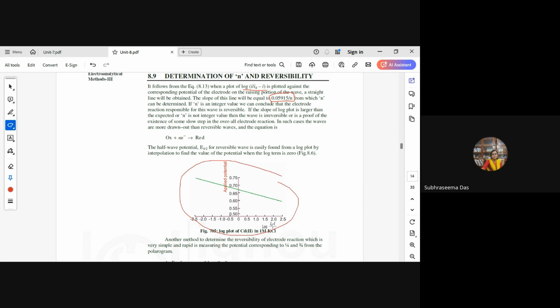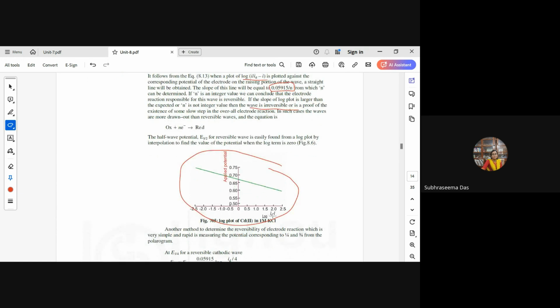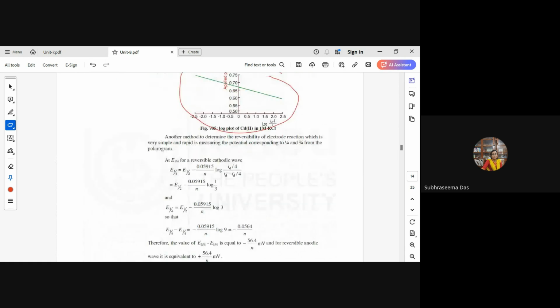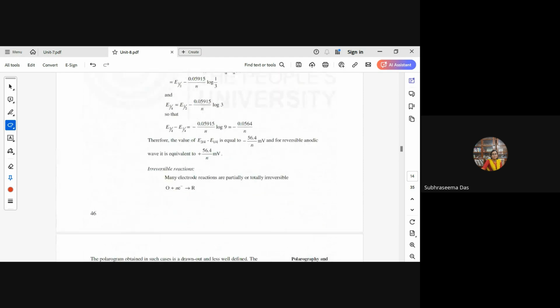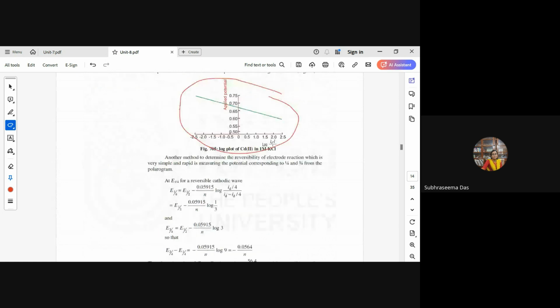After we calculate the n value, if n is an integer, then we know that the electrode reaction is responsible and the wave is reversible in nature. If the slope of the log plot is larger than expected, or n is not an integer, then the wave is irreversible in nature. So this is how the value of n and the reversibility is known. The half wave potential for a reversible wave is easily found from the log plot, as shown in figure 8.6.